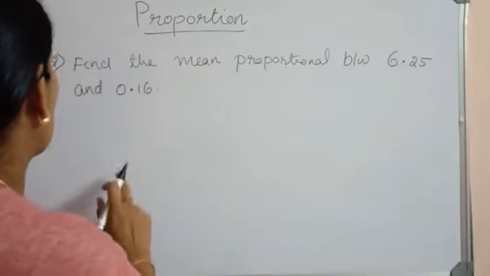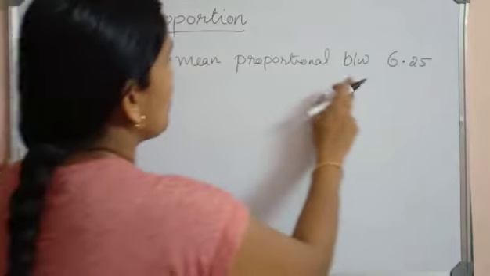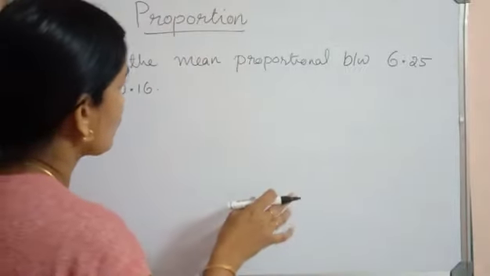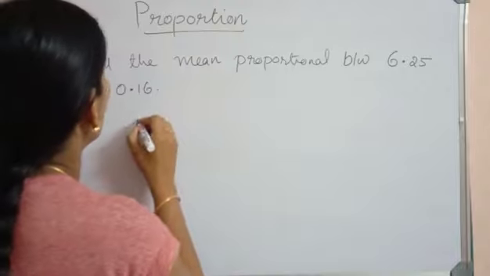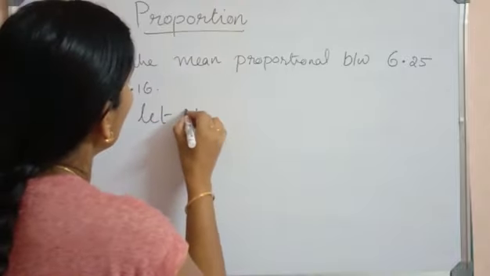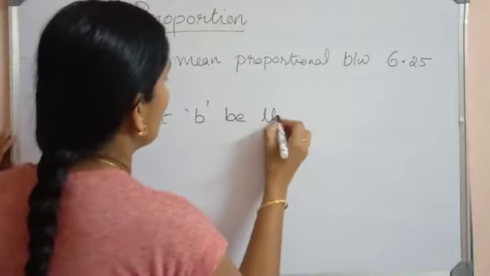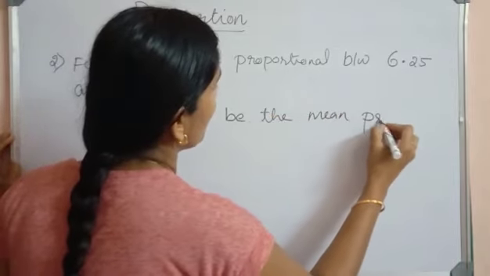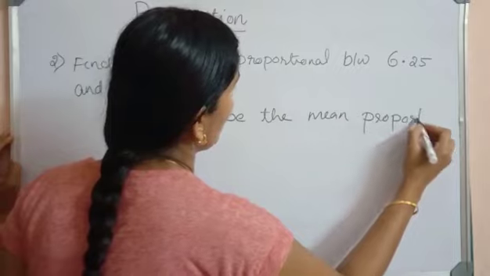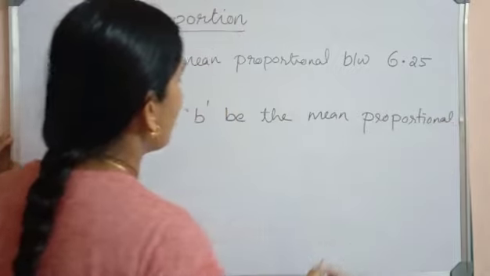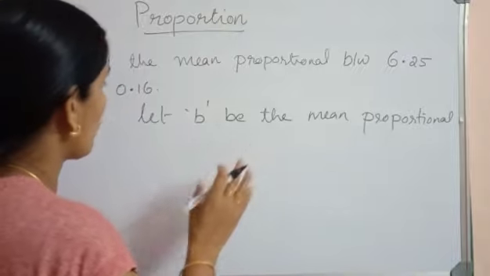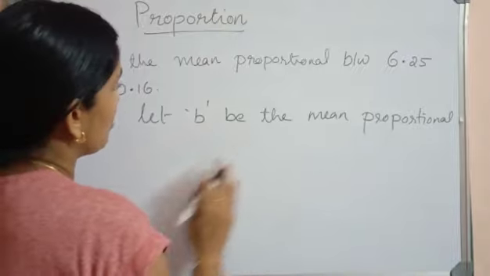Look at the next question. Find the mean proportional between 6.25 and 0.16. As I have told you, let's consider B be the mean proportional. If A, B, C are three terms and B is the mean proportional between A and C, that we have already seen. Here let B be the mean proportional.